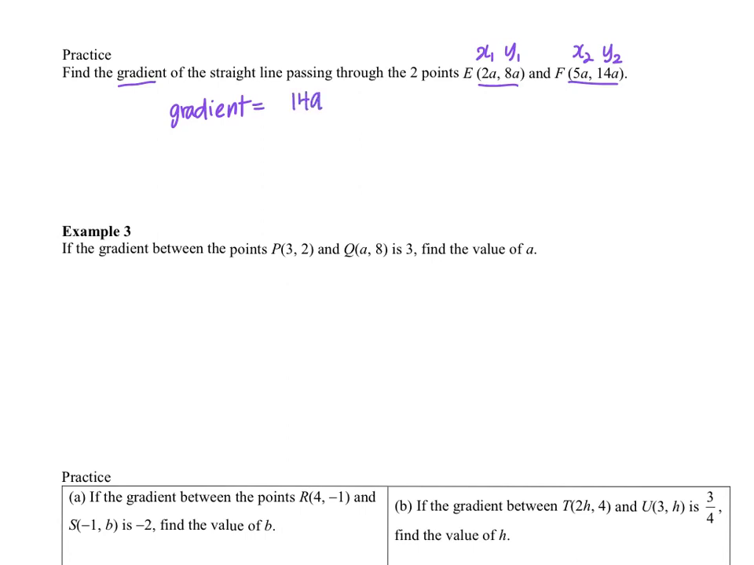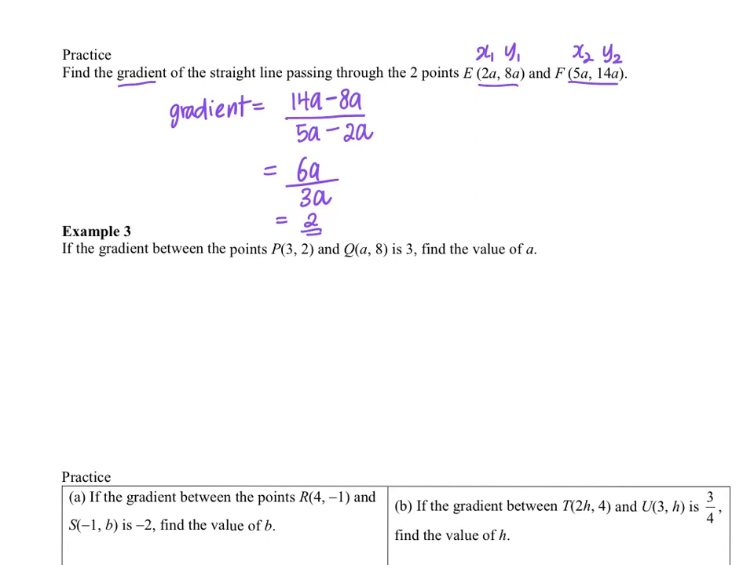That means 14a minus y1, which is 8a, over x2, which is 5a, minus x1, which is 2a. Simplifying, we get 14 minus 8 to be 6a. 5 minus 2 is 3a. And what do you notice about a and a? They can cancel away. And then 6 divided by 3 will give you the number 2. So therefore, the gradient of this line will be 2.